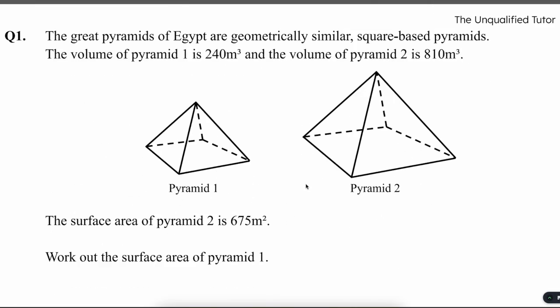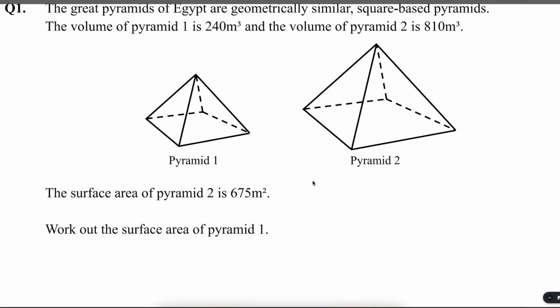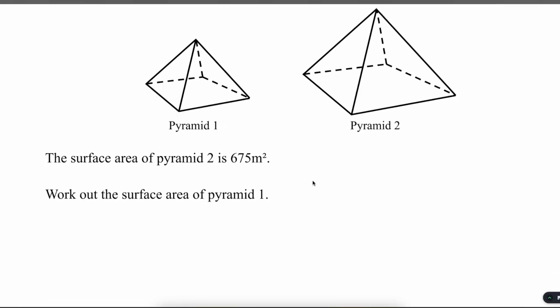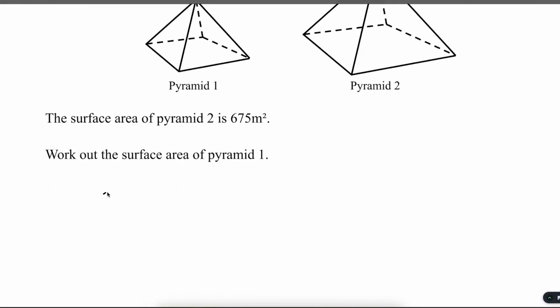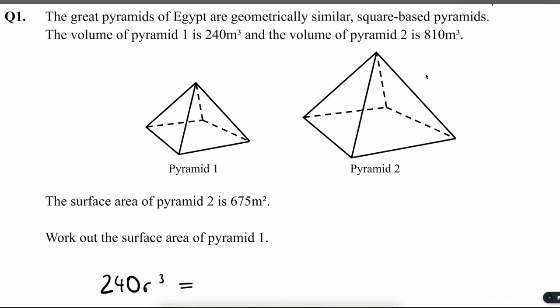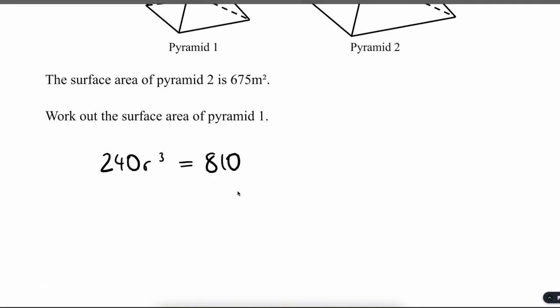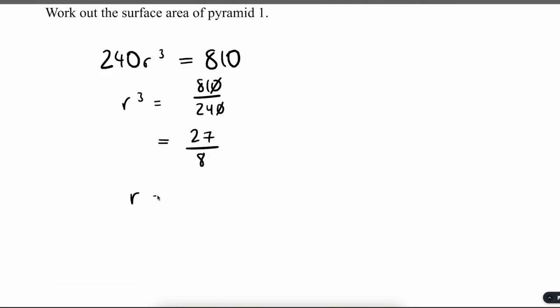Now, you should know, as part of your GCSE knowledge, that the scale factors actually square and cube when we're dealing with volumes. So when we're dealing with volumes, we know that the 240 times by our scale factor cubed is what gets us to our 810. Because they're geometrically similar, there's a scale factor. So the ratio cubed is equal to 810 over 240, which is 81 over 24, which is, let's think, divide that by 3, that's 27 over 8. Now we can cube root that to get 3 over 2.